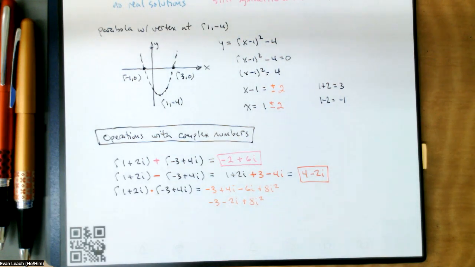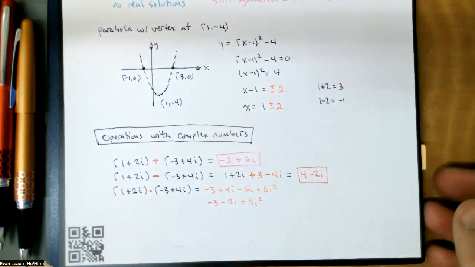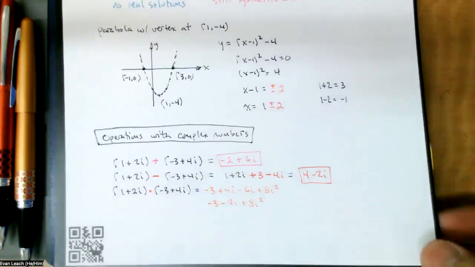Now we're looking at this and we're like, oh, dude, that does not look like a complex number. Complex numbers are supposed to be like, well, a plus bi. You didn't say nothing about no i squared, but that's okay, because i squared, we can simplify. i is defined to be the square root of -1.